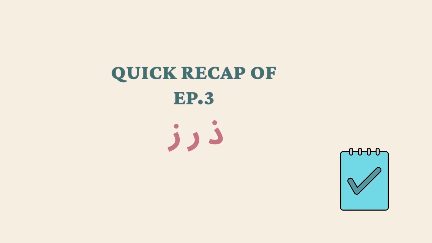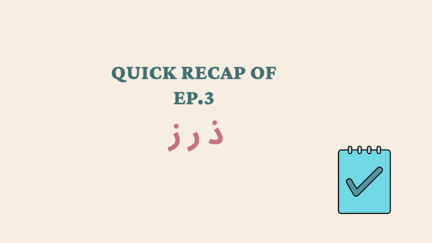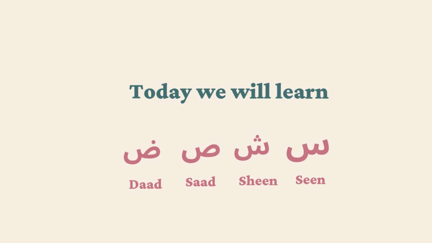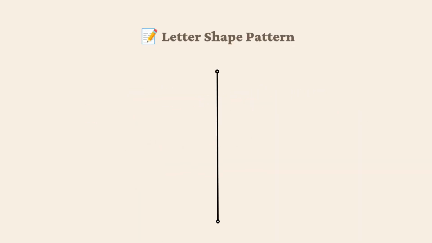MashaAllah. In our previous lesson, we learned Zaad, Ra, and Za. Today we will learn Sheen, Sheen, Saad, and Daad. Here's an easy way to remember these letters.